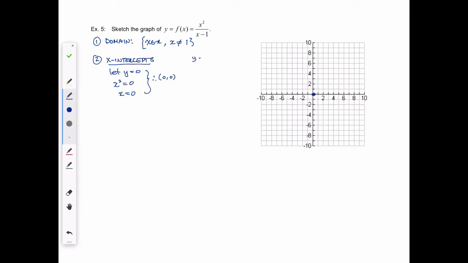For the y-intercept, and there's only going to be 1, right? What I'm going to do is let x equal 0. And when I do that, I get 0 over negative 1, which is basically equal to 0. Therefore, it too is going to be 0, 0, which is already labeled.